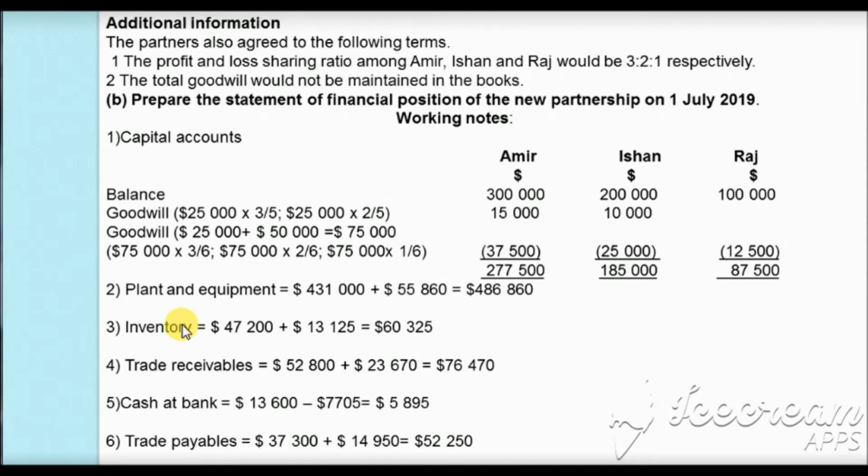Now let's calculate the value of all the assets and liabilities for the new partnership firm. For the partnership firm of Amir and Ishan, the value for plant and equipment which was given was $431,000, and the value of plant and equipment for Raj after revaluation was $55,860. So when both the businesses merge to form the new partnership, naturally their assets will be added up. So it will be $431,000 plus $55,860.